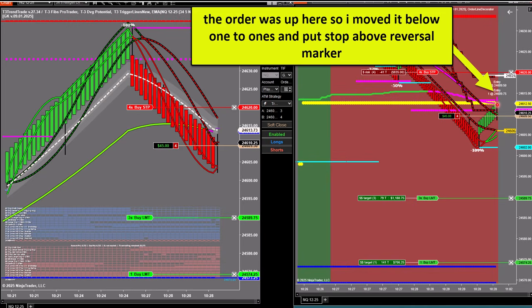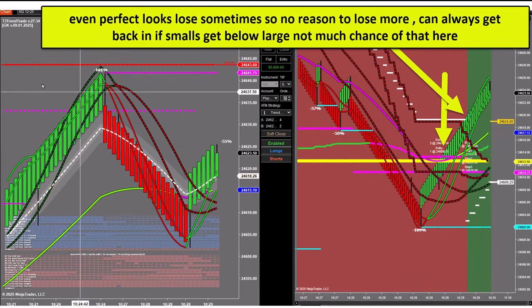This one system, I moved the order down below the 1-to-1s because it's the most perfect look on the planet, everything that we love, and I got stopped out above the 34.5 reversal bar marker. And I wrote the note on there, even perfect trades lose sometimes. Sometimes there's no reason to lose more. I can always do a continuation, but because the small triggers were so far above my large triggers and there's no areas up here, there's no reason to lose extra.